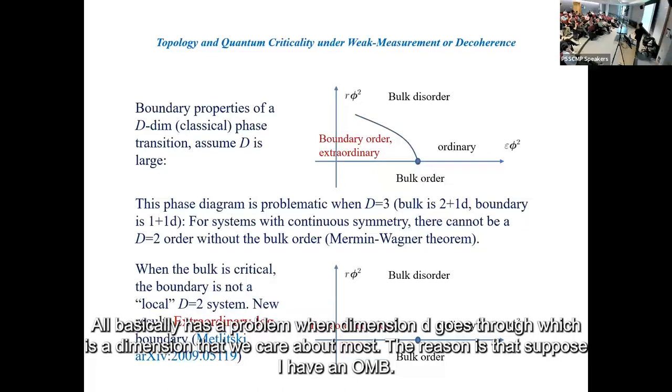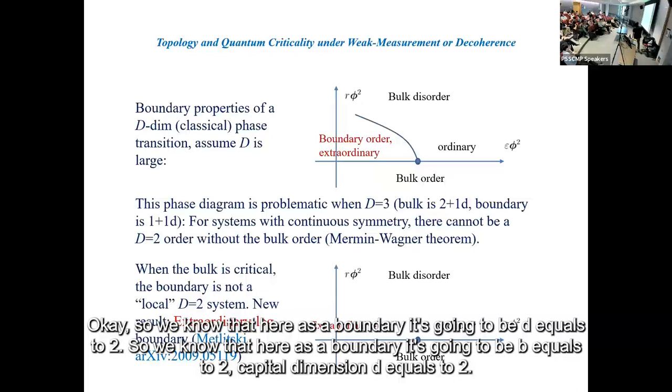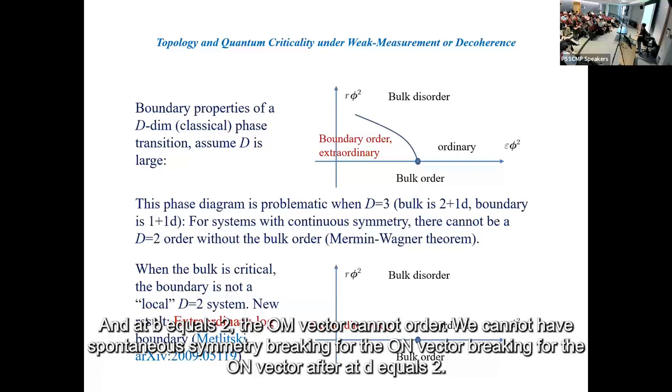Okay, the dimension we care about most. The reason is that suppose I have an O(n) symmetry, and I consider an O(n) Wilson Fisher fixed point. Here the boundary is going to be d equals 2. And at d equals 2, the O(n) vector cannot order. We cannot have spontaneous symmetry breaking for the O(n) vector at d equals 2.